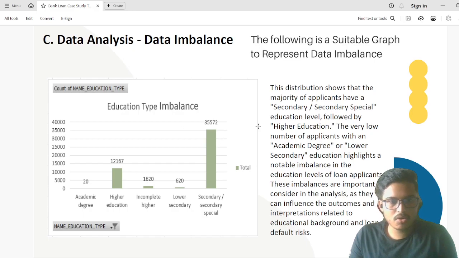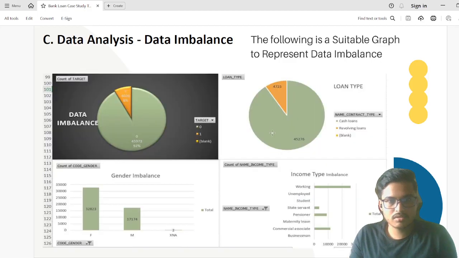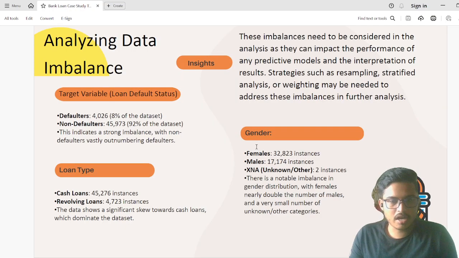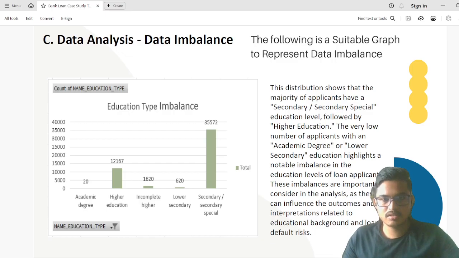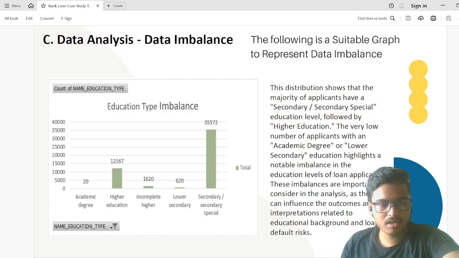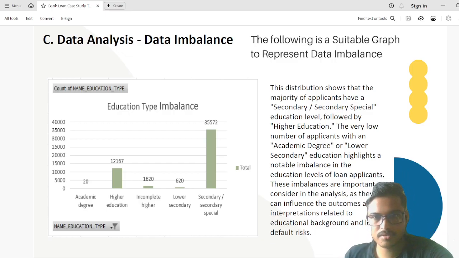So how did we actually get these graphs, like the data imbalance graph? I am very interested in showing you this data set. Just give me a second so that I can load my Excel sheet, which is taking longer than usual, but I will do this because this is my task.